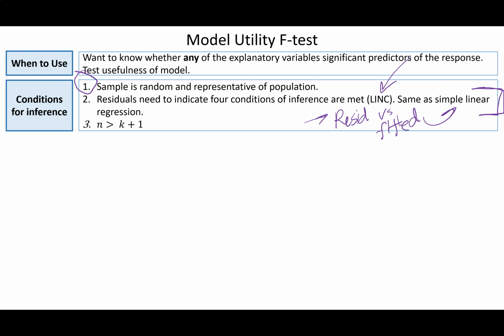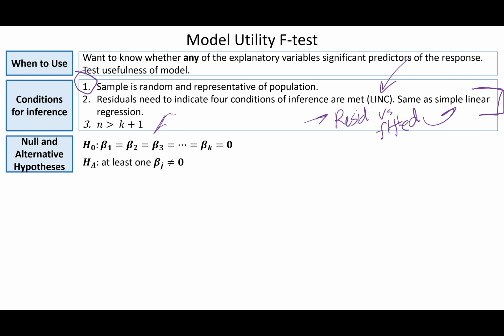And then we do need our sample to be bigger than the number of explanatory variables plus 1. So if you have 9 explanatory variables, you need to have a sample of at least 11. It's really honestly kind of painful if you have a sample of 10 and you're trying to fit 9 explanatory variables. It's too many explanatory variables for too small of a sample.